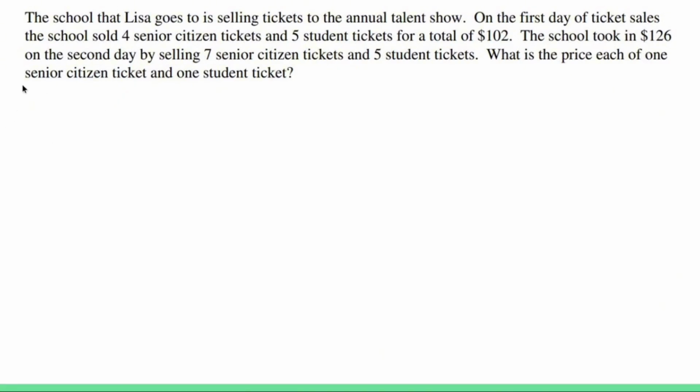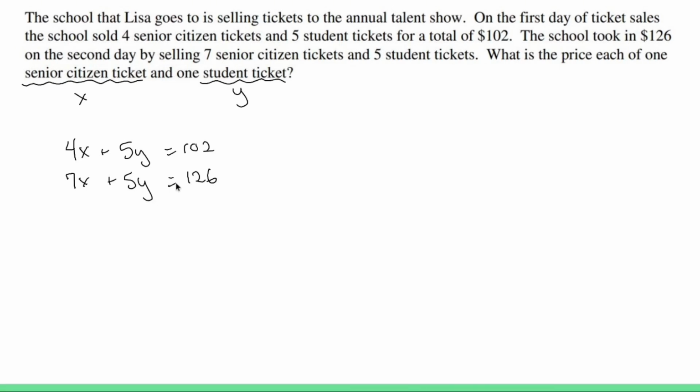So let's call senior citizen tickets x and student tickets y. Okay, so the first equation that we can write out comes from this sentence right here. 4 senior citizen tickets, so 4x, plus 5 student tickets, so 5y, is going to sell for a total of $102, like that. And then the next sentence about it being $126, when you sell 7 senior citizen tickets, so 7x, and 5 student tickets, plus 5y, gives us that equation.